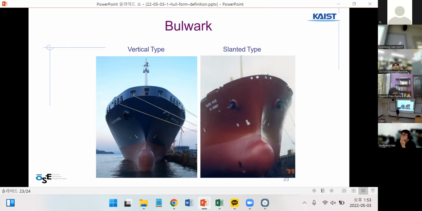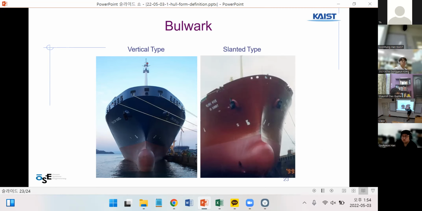Now, the vertical type also has a curved shape, but this one is vertical. The slanted type has a curve. If you come with the wave, then the wave can be divided more by this curved shape, but the water may also give more force back to the ship in this case. So the water is divided into a wider area, and then no water is coming into the ship. But the shock coming from the water to the ship is higher in this case.